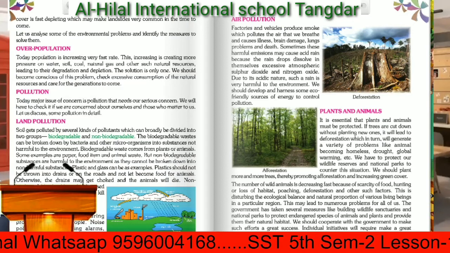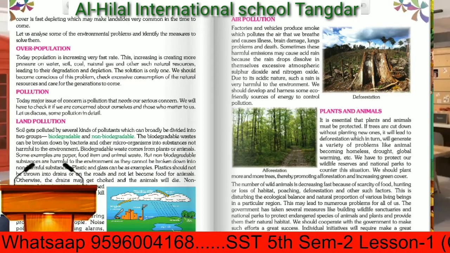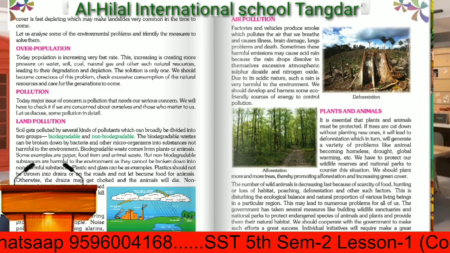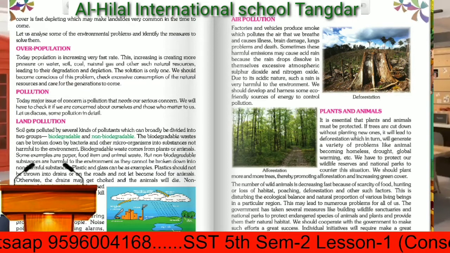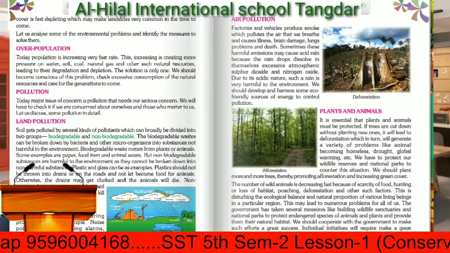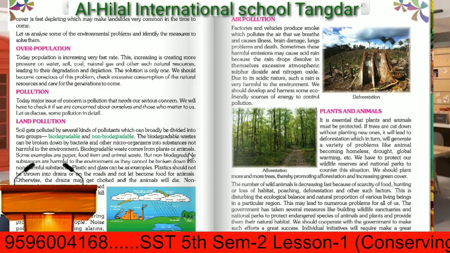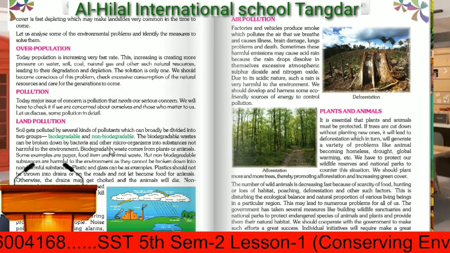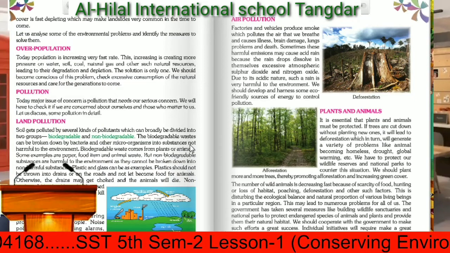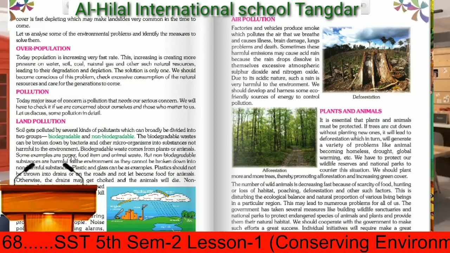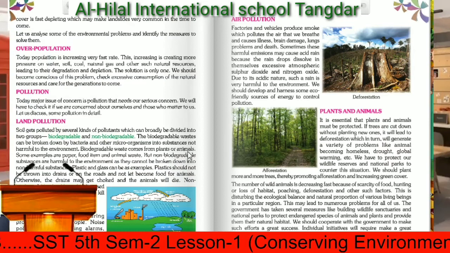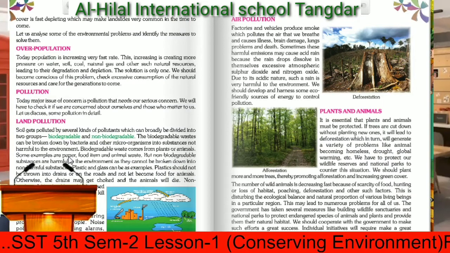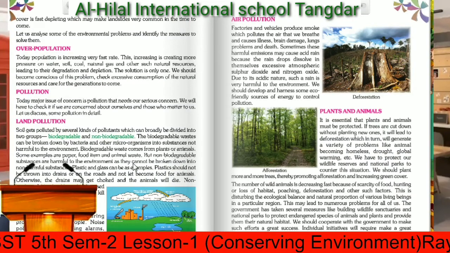Let us discuss some pollution in detail. Land pollution. Soil gets polluted by several kinds of pollutants which can broadly be divided into two groups, biodegradable and non-biodegradable. The biodegradable waste can be broken down by bacteria and other microorganisms into substances not harmful to the environment. Biodegradable waste comes from plants or animals. Some examples are paper, food items and animal waste.